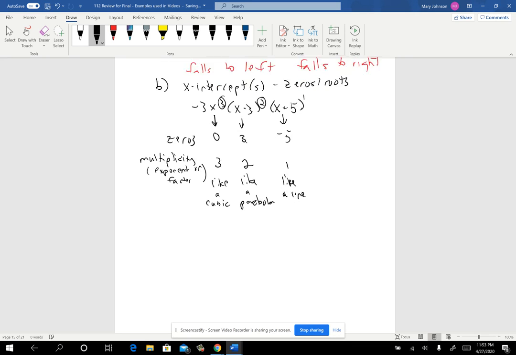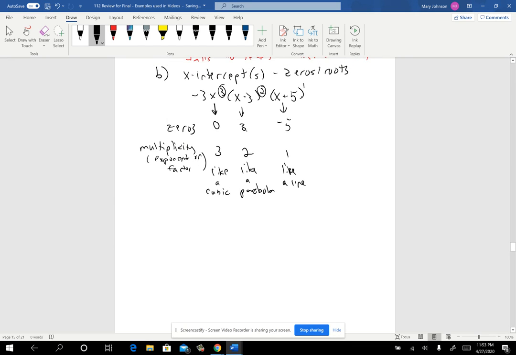So then when you go back to fill in, it says, at which zeros does the graph of the function cross the x-axis? Crosses x-axis at both 1 and 3. No, I said that wrong. That's not what I meant to say. I'm just tired. Okay, crosses the x-axis at 0 and negative 5, because the multiplicity is 1 and 3 is odd.